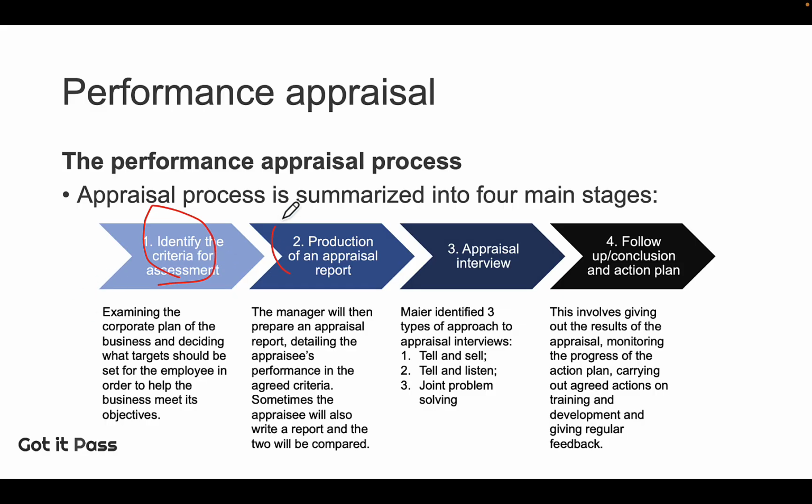the second step is production of an appraisal report. The manager will then prepare an appraisal report detailing the appraisee's performance in the agreed criteria. Sometimes the appraisee will also write a report and the two will be compared. It's about the reports because, as we explained in part 1, performance appraisal is a formal process. So a report is needed or required.